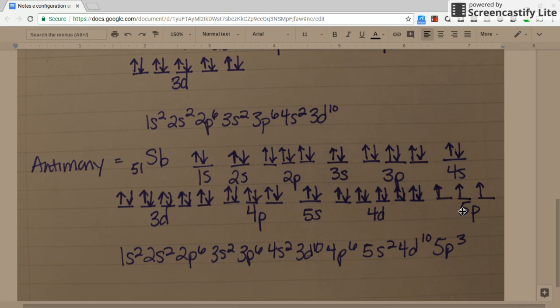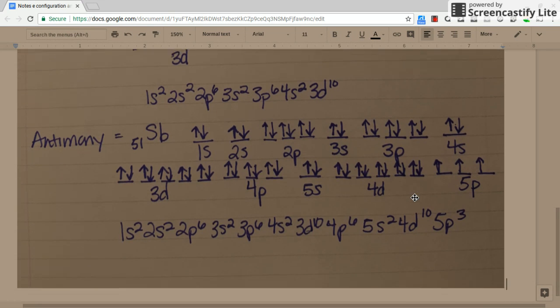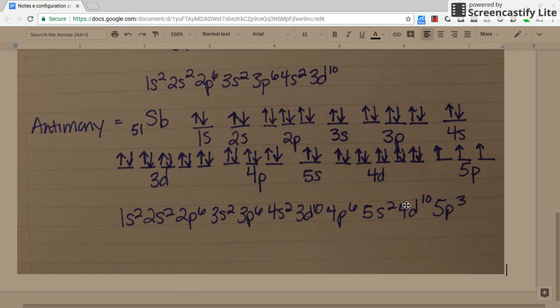On the 5p, I use Hund's rule again, so I put 1 electron in each orbital with the same spin. And then this one I don't double up because at that point I'm at 51 electrons. And then notice orbital notation. On my last sublevel, I did 5p3 because I only have 3 electrons in there. Some people automatically put 5p to the 6th, but I don't have this filled with 6 electrons. It's only at 3.